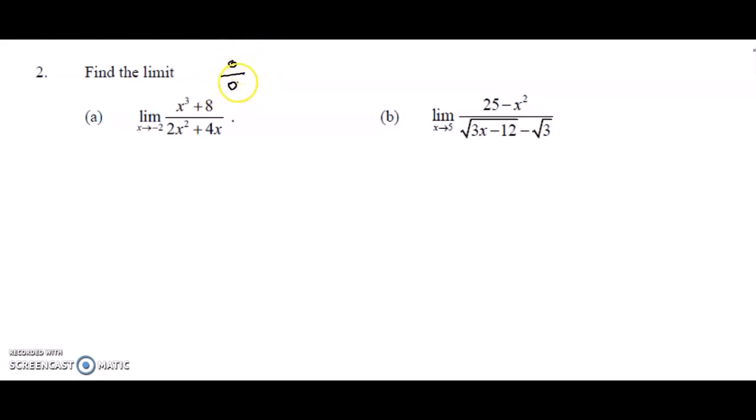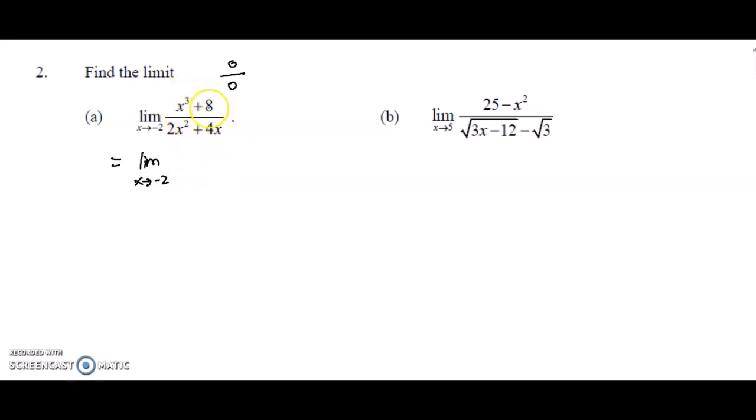So once you get the 0 over 0, it means that your substitution temporarily cannot be used. You need to factorize first. What can we factorize? We can see that down here we get a quadratic and up here we have a cubic. So the cubic can be factorized, as well as the quadratic. So both the denominator and numerator we need to factorize.